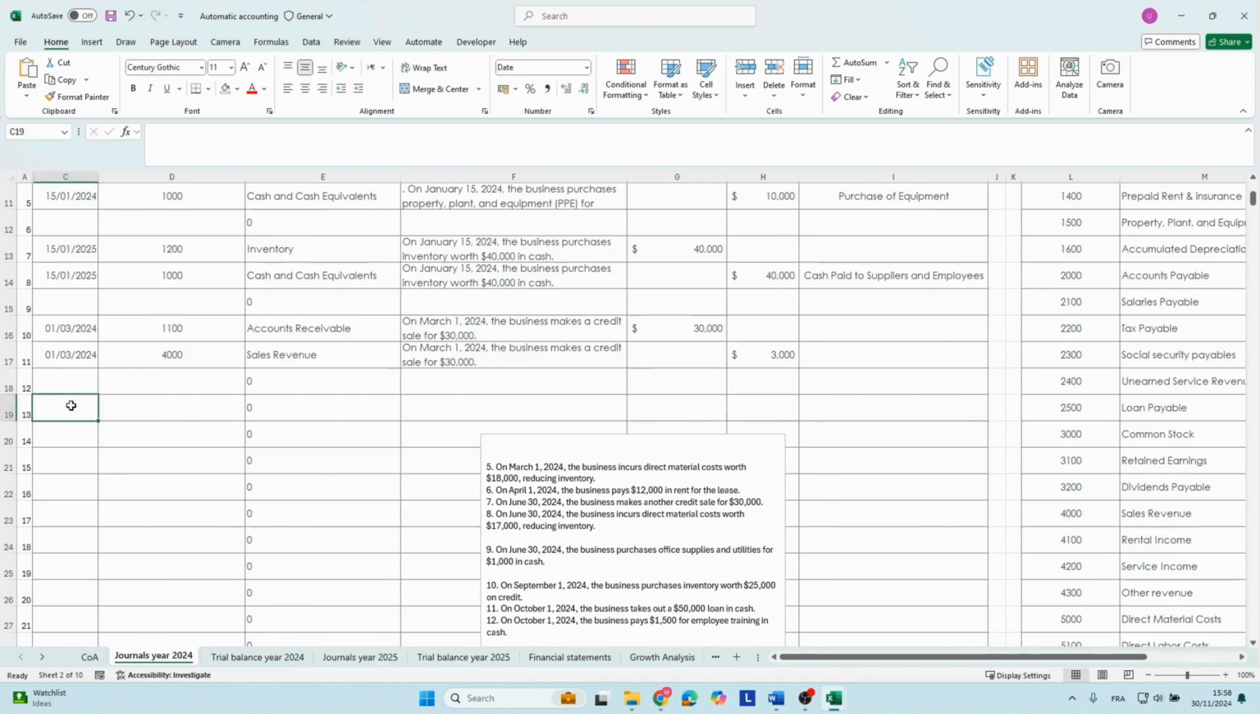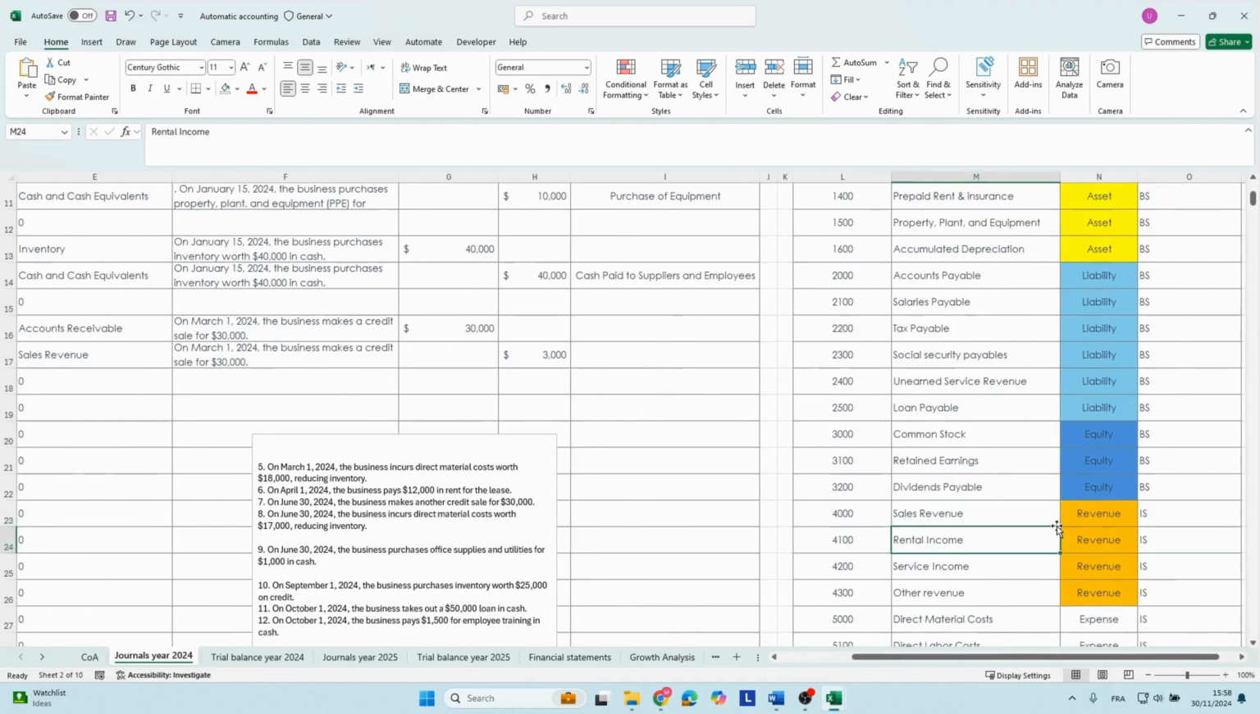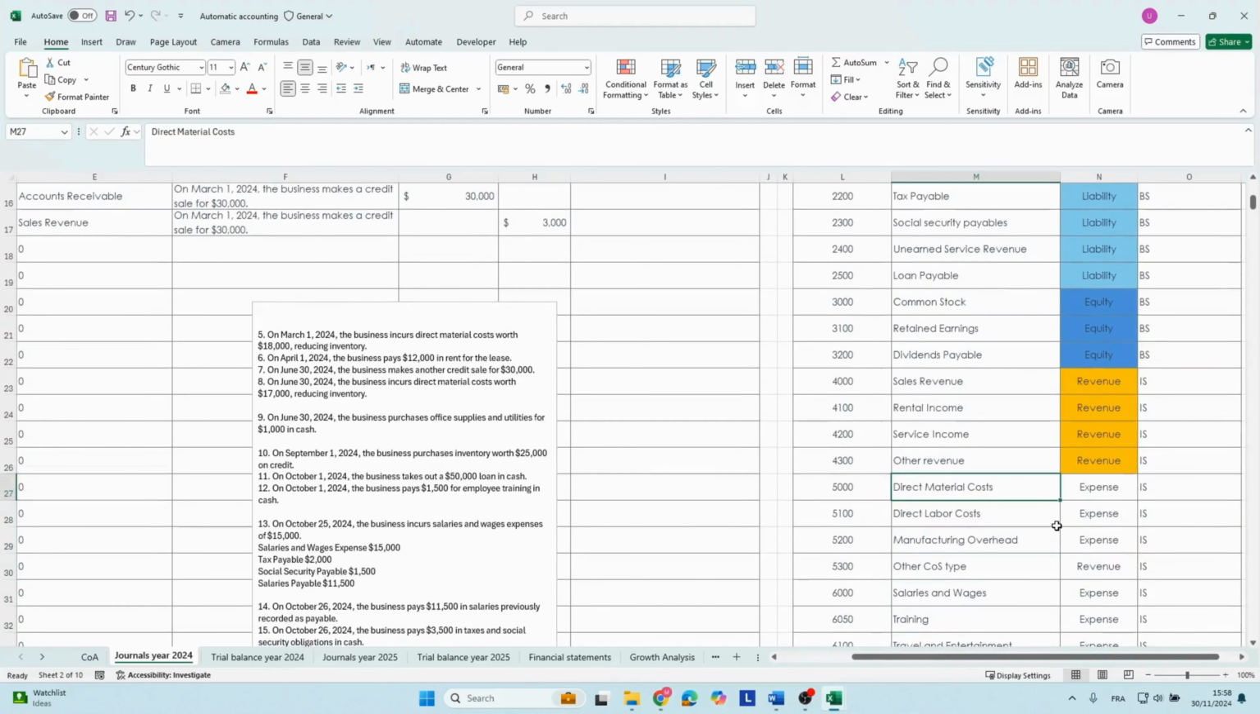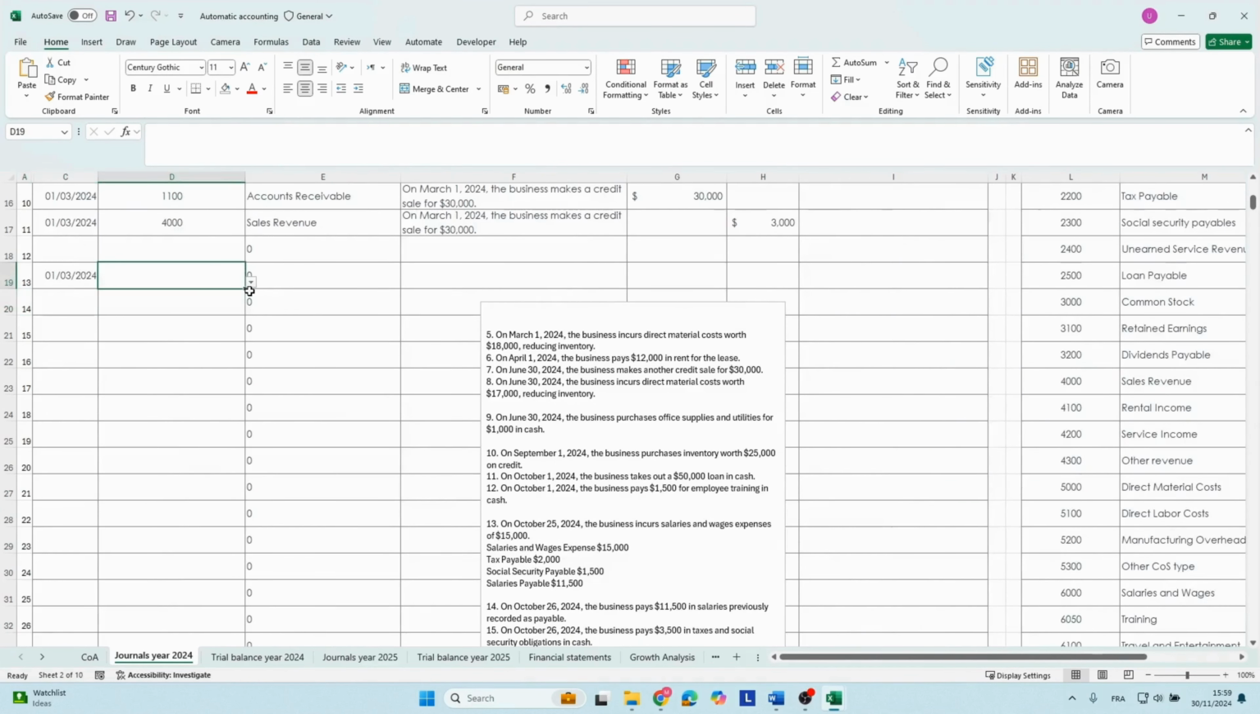So we put the date here. We have increased our cost of goods sold, so we have to go to the cost of goods sold account. We have direct material. The account is 5,000. So we use this account. Then we put the description. Then we put the amount in debit.